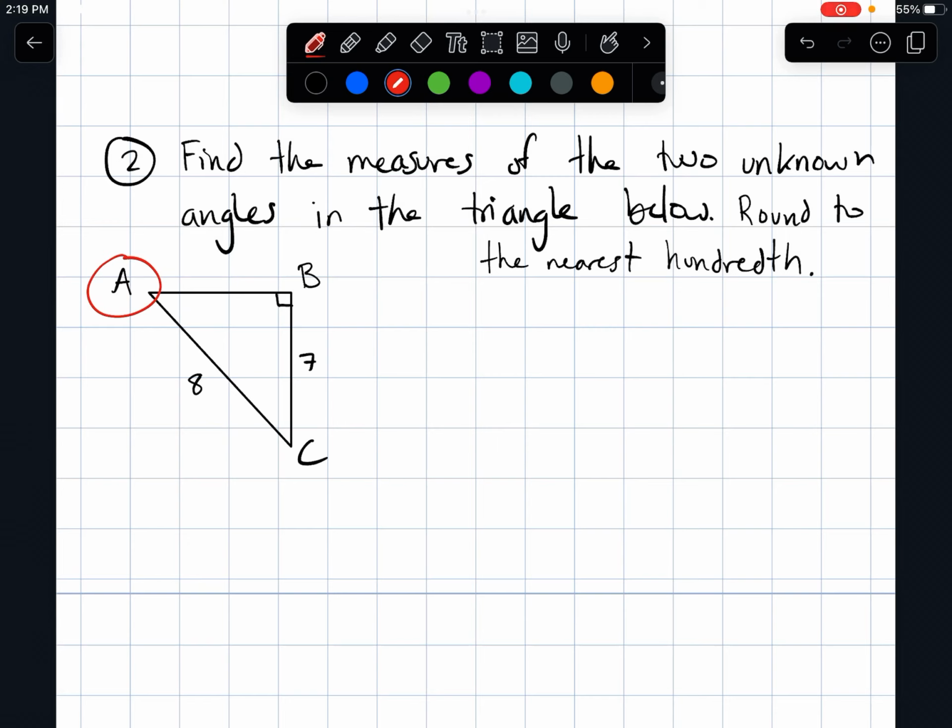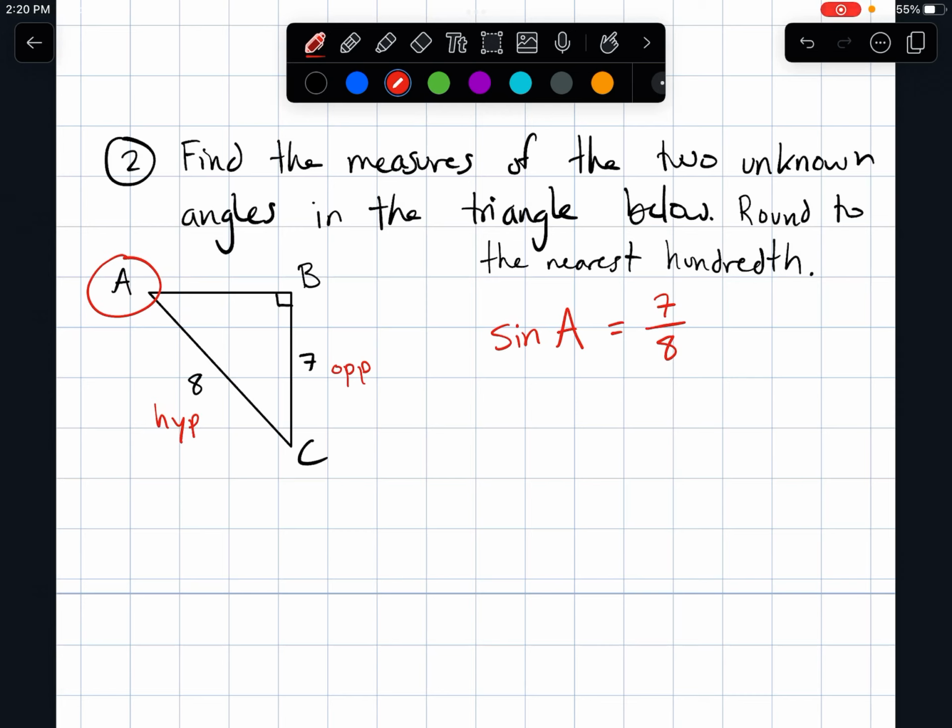All right. So if I'm looking for the measure of angle A, I have to think about which trig function I would use. So I know that 7 is the opposite side, and I know that 8 is the hypotenuse. So if I'm thinking about the relationship SOHCAHTOA, sine, cosine, or tangent, I know that I'm going to have to use the sine because the sine compares the opposite side and the hypotenuse. So I'm going to say that the sine of my angle equals opposite over hypotenuse.